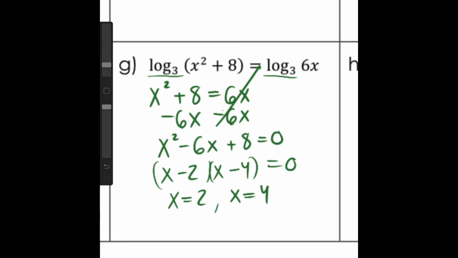Now, theoretically, you need to plug these back into the original equation to make sure what's inside the log does not come out to be 0 or negative, but neither of these do. So these are actually both true solutions to the equation.